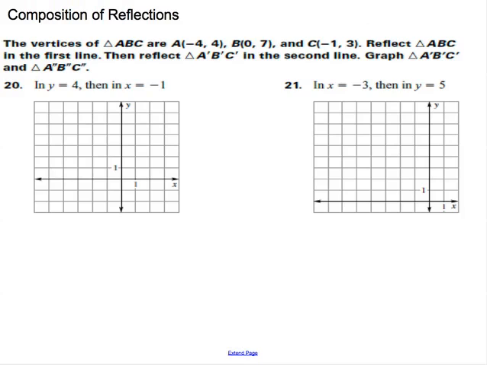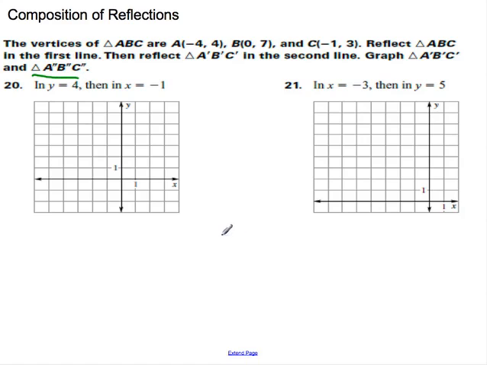What we're going to look at next is composition reflections. These aren't all that complicated. The idea is you're just going to do the same thing twice. I'm just going to talk about this. The reflection of triangle ABC, these are the vertices right here. We're going to reflect triangle ABC in the first line. Then we're going to reflect the new triangle, the image, in the second line, and we're going to get what is called A double prime, B double prime, C double prime.